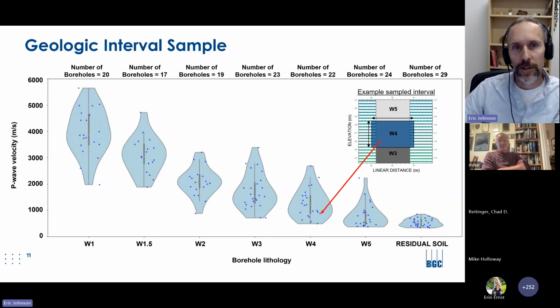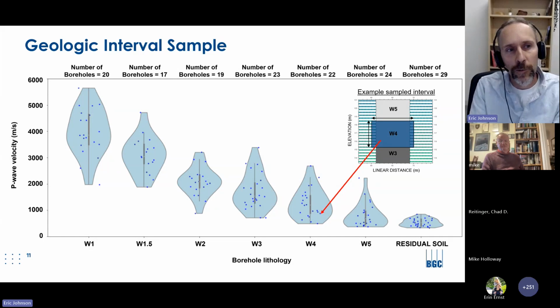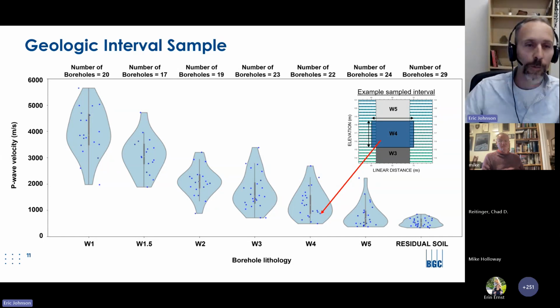As you can see in the example sampled interval, there are many p-wave velocities, but we just want one velocity associated with that interval, so we take the median. One trend that we can immediately see is that the more weathered rock is associated with slower p-wave velocities. So W5, which is completely weathered rock, has much slower velocities than W1, which is unweathered rock.